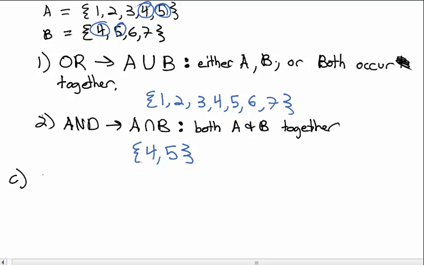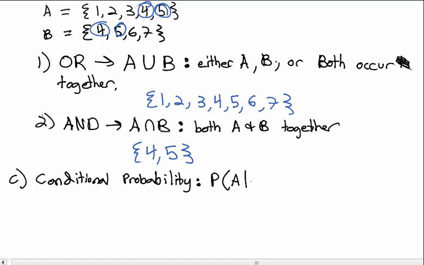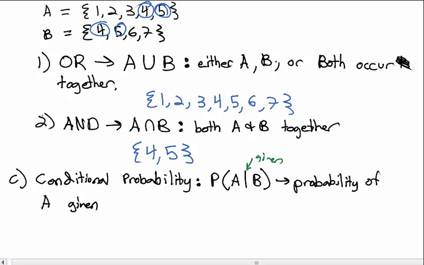We'll talk about where those come into play as we talk about conditional probability. The way we write a conditional probability, you're going to see A, vertical line, B. That's the probability of A given, that vertical line, we use the word "given," the probability of A given that B has occurred.